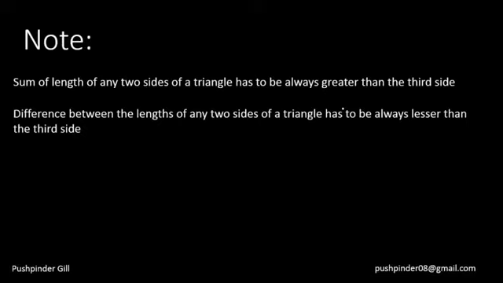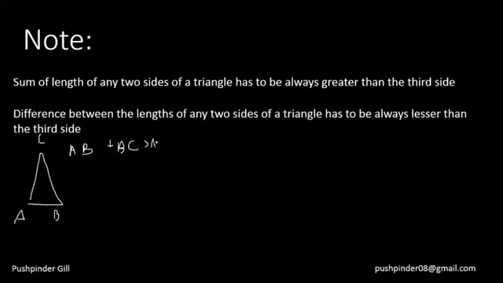Now let's go ahead and start with our very first property. The property says that the sum of the lengths of any two sides will always be greater than the third side. Similarly, the difference between the lengths of any two sides will always be less than the third side. That means, let's suppose this is a triangle and this is A, this is B, and this is C: the sum of any two sides will always be greater than the third side. That is how a triangle would be made.